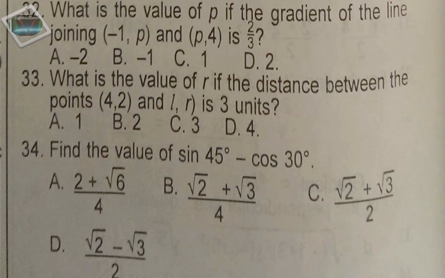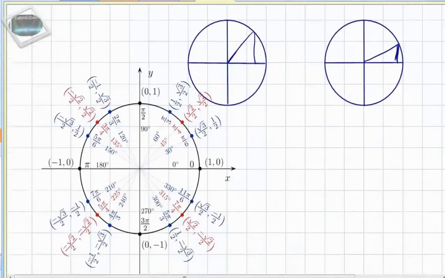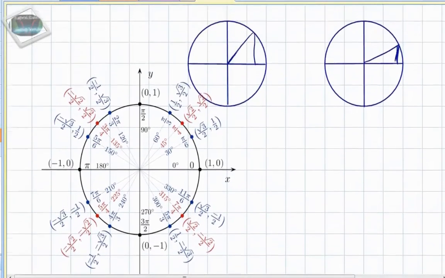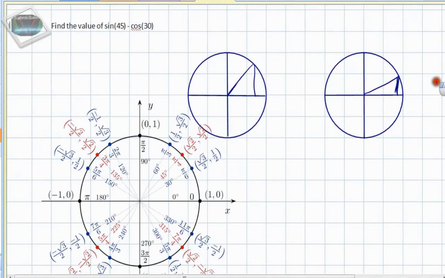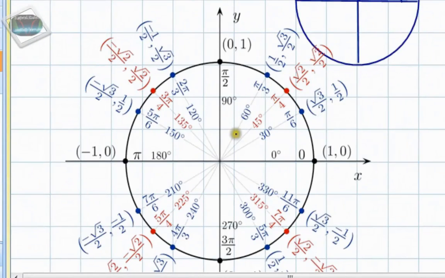So here we have question 34, and it says find the value of sine of 45 and the cosine of 30. What's important to note here is that the unit circle comes into play. Remember that sine on the unit circle is like the y value, and cosine is like the x value. So here, for instance, we have 45. The sine of 45 would be root 2 over 2. And the cosine of 30 would be root 3 over 2. Okay?